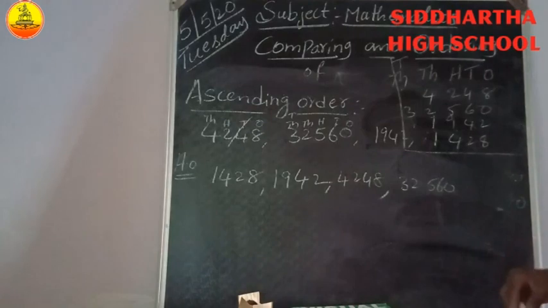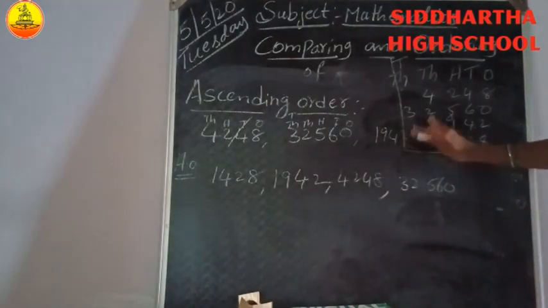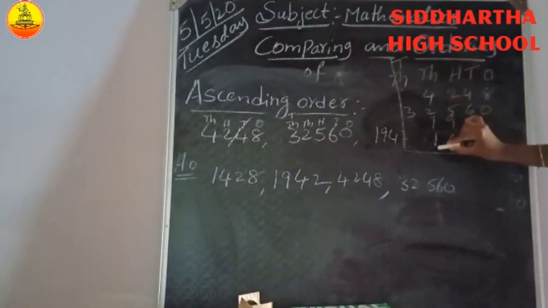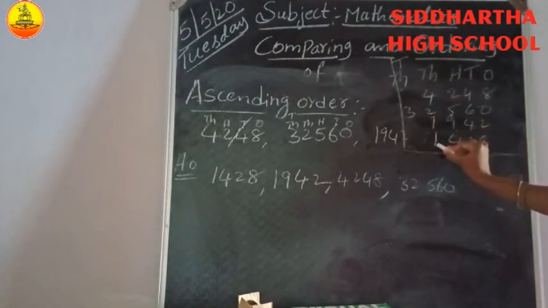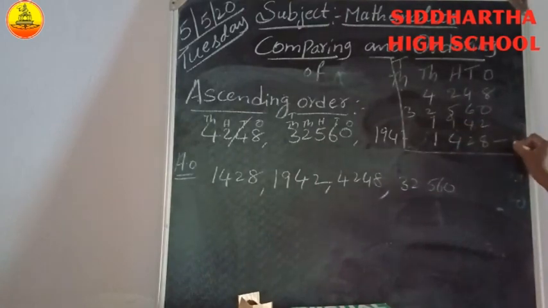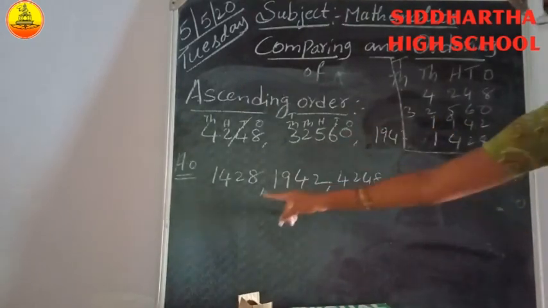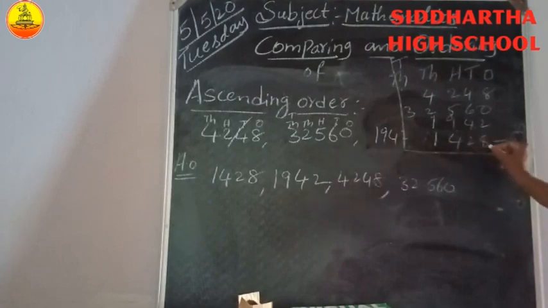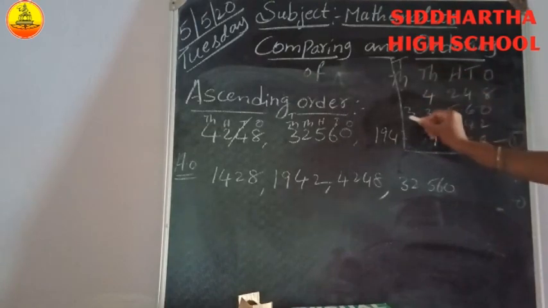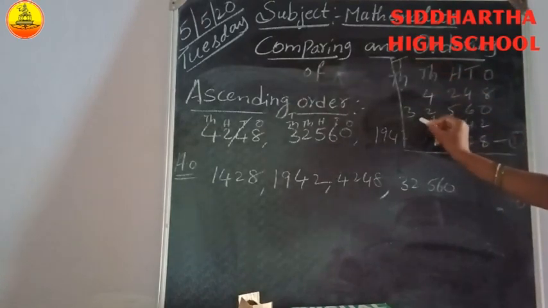How to compare for the smallest number? In this one, this is the big digit, so we can leave this one. First, we will observe these: 1,400 and 1,900. 1,400 is small, so you write this number first. Already this is over. Next, observe this place only. Here 1, 2, 4. This one we don't take, because here are 10,000s.